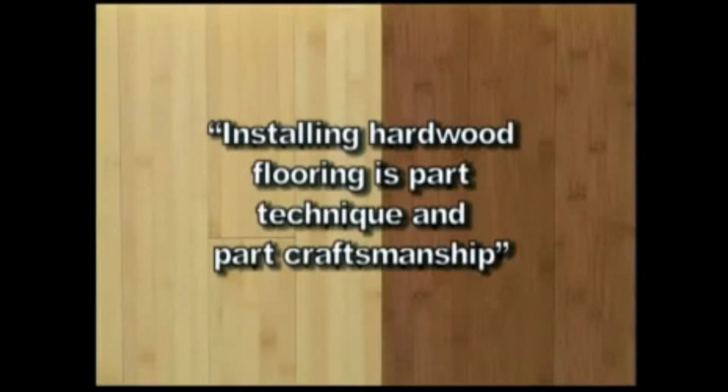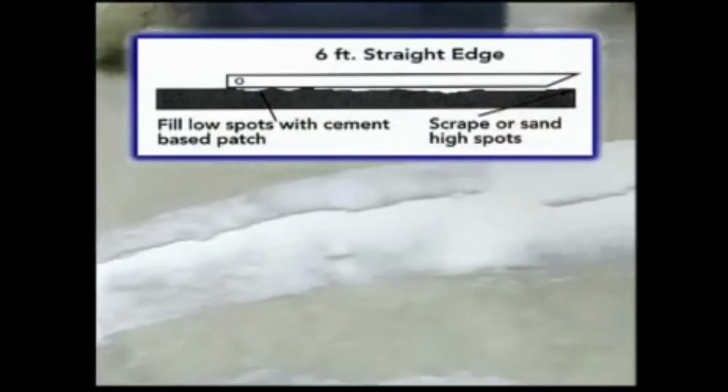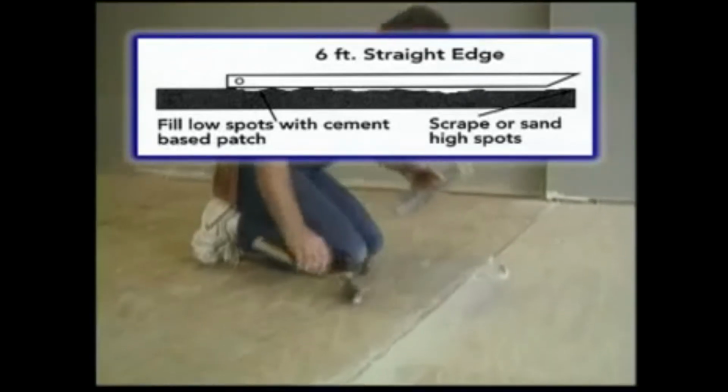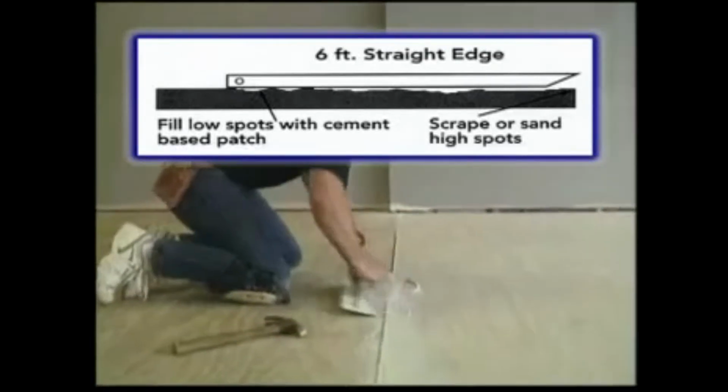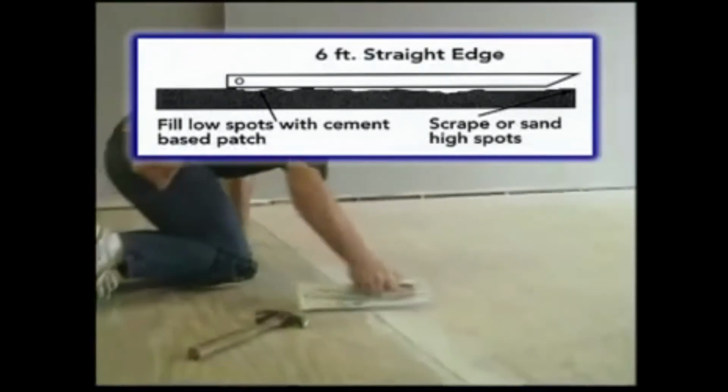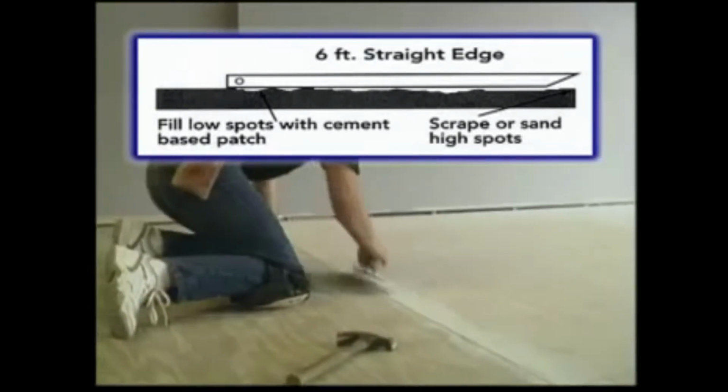Installing hardwood flooring is part technique and part craftsmanship. A flooring installer should not be installing hardwood flooring if these fundamental rules are not understood. Inspection of the substrate is required. It must be smooth, flat, and dry. The industry has minimum standards for these requirements, and each must be followed.